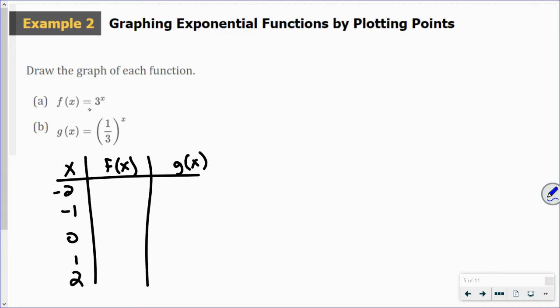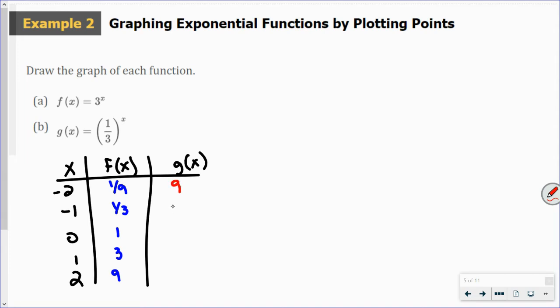So 3 to the -2 would be 1/9. Okay, again, the negative makes it a fraction, and then you have 3 squared is 9. 3 to the -1 is 1/3. 3 to the 0 is 1. 3 to the first is 3, and 3 squared is 9. Now here, okay, we've got 1/3 to the -2. So we're going to flip this over with that negative and then take it squared. So this one is actually 9.